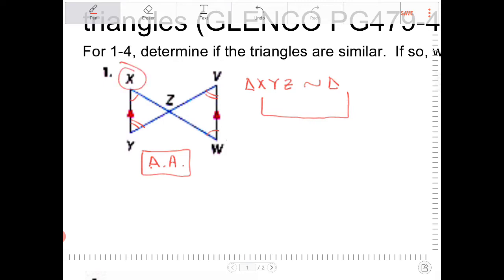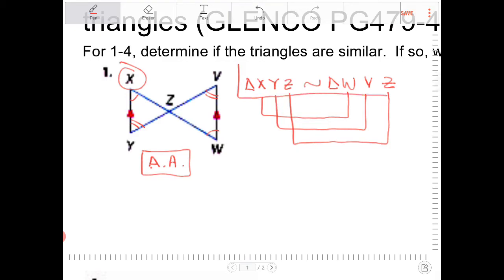is it V or is it W? It's got to correspond with W. Then Y will correspond with V, and Z will correspond with Z. So this is the similarity statement that they were looking for.